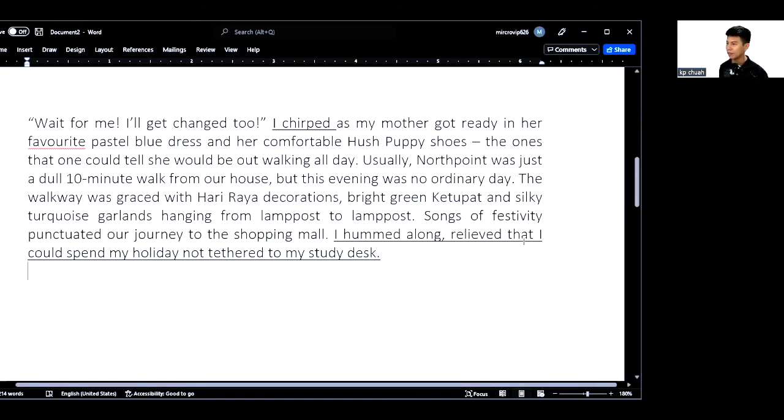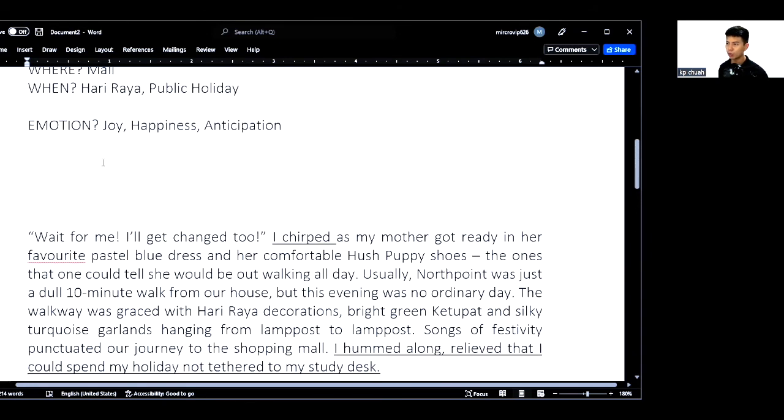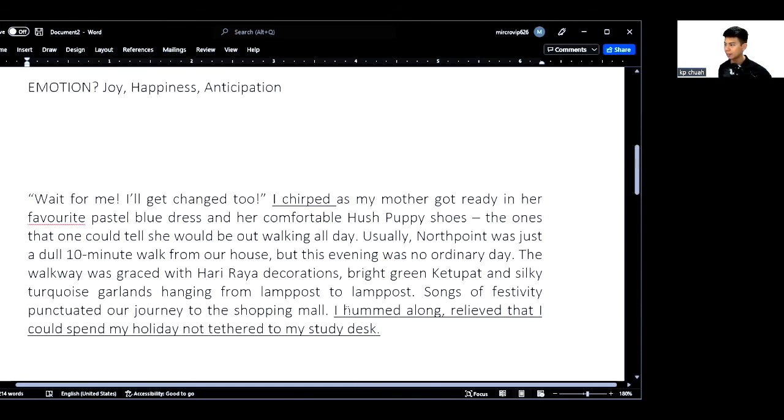"I hum along, relieved that I could spend my holiday not tethered to my study desk." This is a clue. What kind of clue is this? This is a clue to the emotion of the writer, the narrator. The narrator was feeling joyful, happy, because I was humming along, you see, and I was feeling relieved. This is a kind of show, not tell. We never use words like "I was happy," full stop. "I was excited," full stop. That is very, very bland. A good student will use these kinds of techniques to identify the emotions of the narrator, of the character here. In this case, the humming along shows that the person was happy.